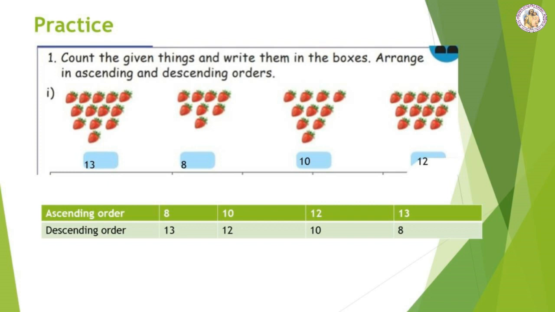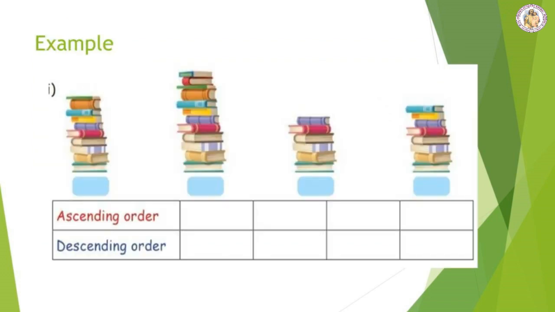Next we will form a descending order using the same numbers of cherries. So descending order means biggest to smallest. Which one is the biggest number here? 13 is the biggest number. Next to 13 is 12 and next to 12 is 10. At last, what is the smallest number? 8. So it is a decreasing order. Descending order means decreasing.